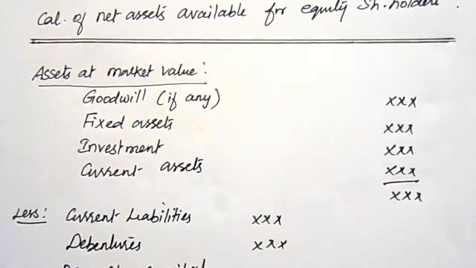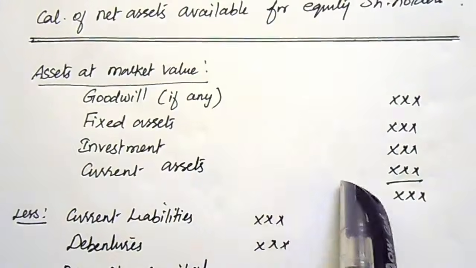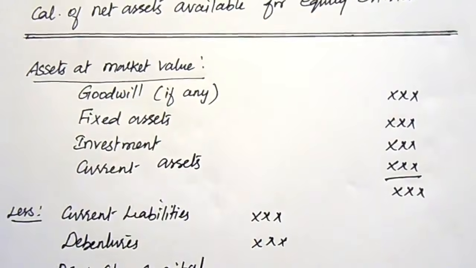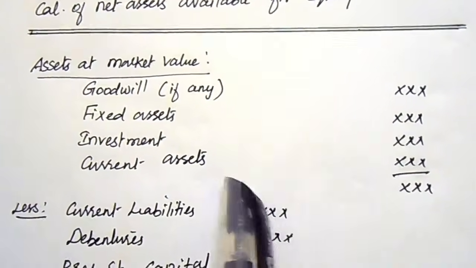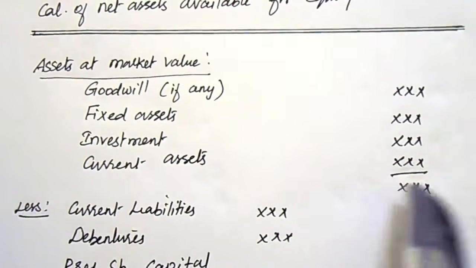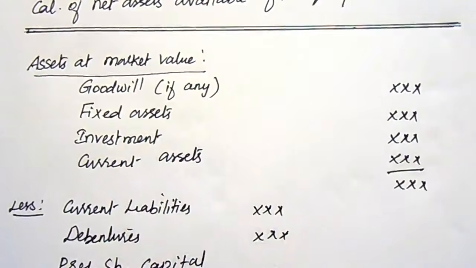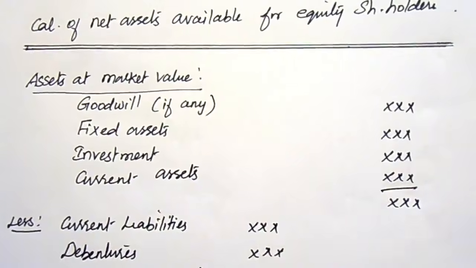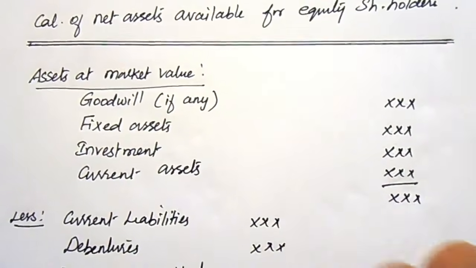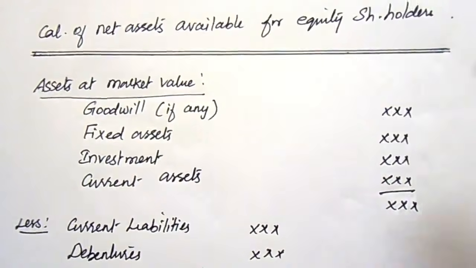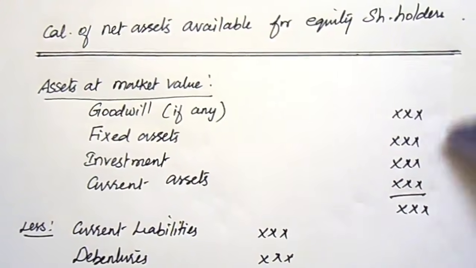In the same way, stock. Stock can be in different forms. If it is finished goods, you can value it at market price. If it is raw material or work in progress, it is calculated based on cost price. So this is the information regarding current asset. I have explained debtors and also stock. These are the important factors to be considered while you calculate assets at market value.